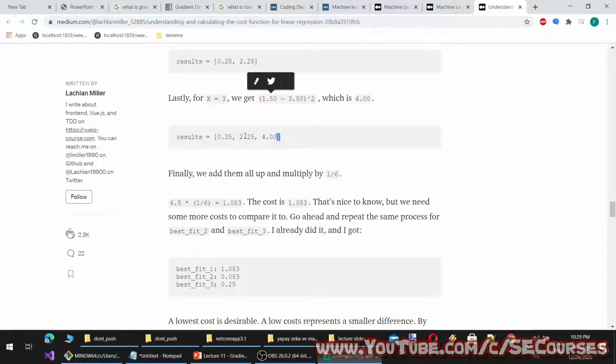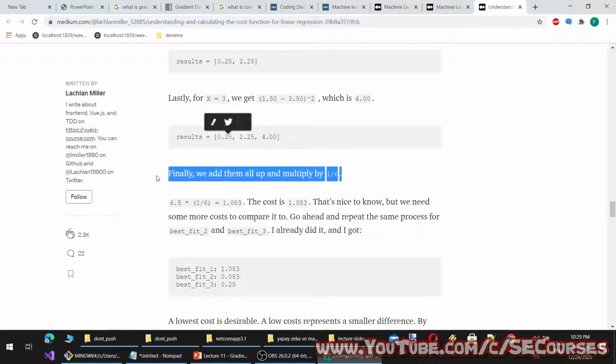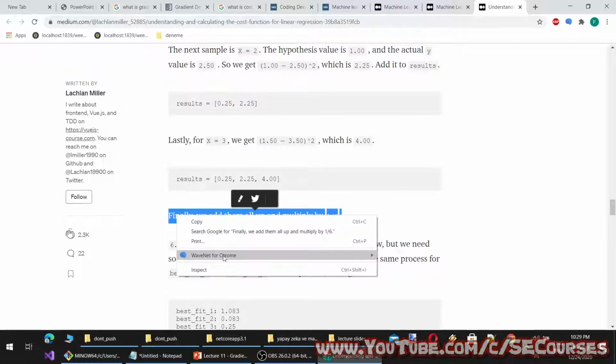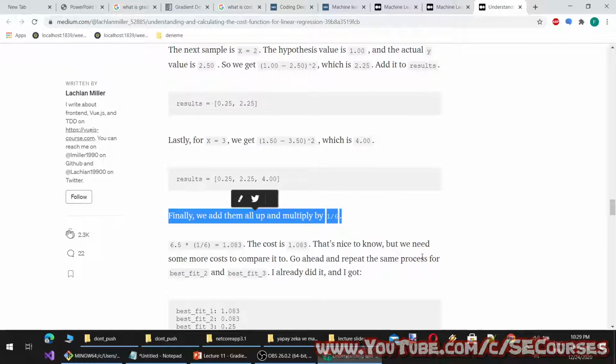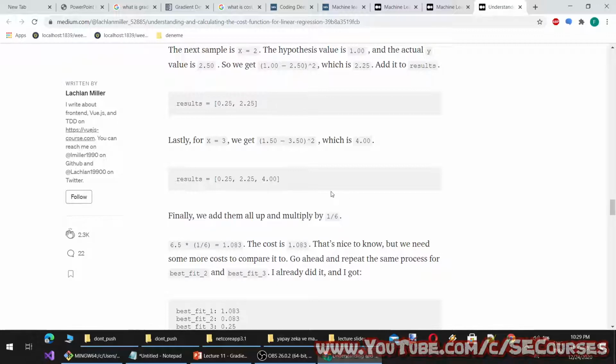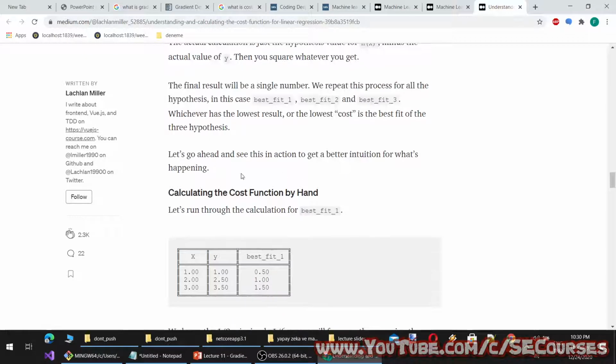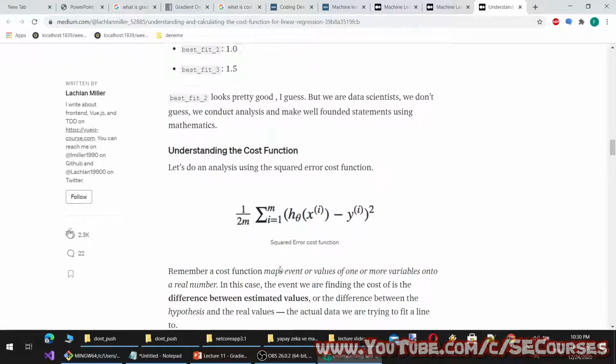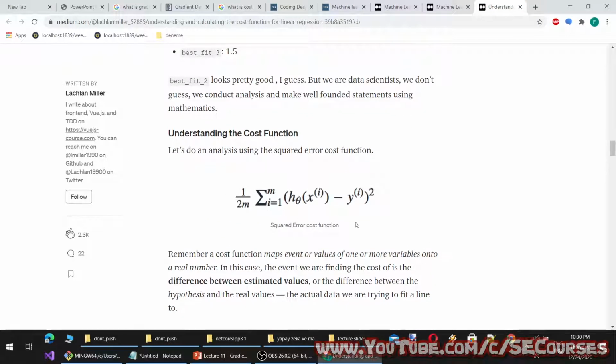Okay, and so this is our results, and finally we add them all up and multiply them by 1/6. Why? Because it is the formula. The formula is the cost function we are using. So this is our squared error cost function. This is a very generic cost function for linear separability.